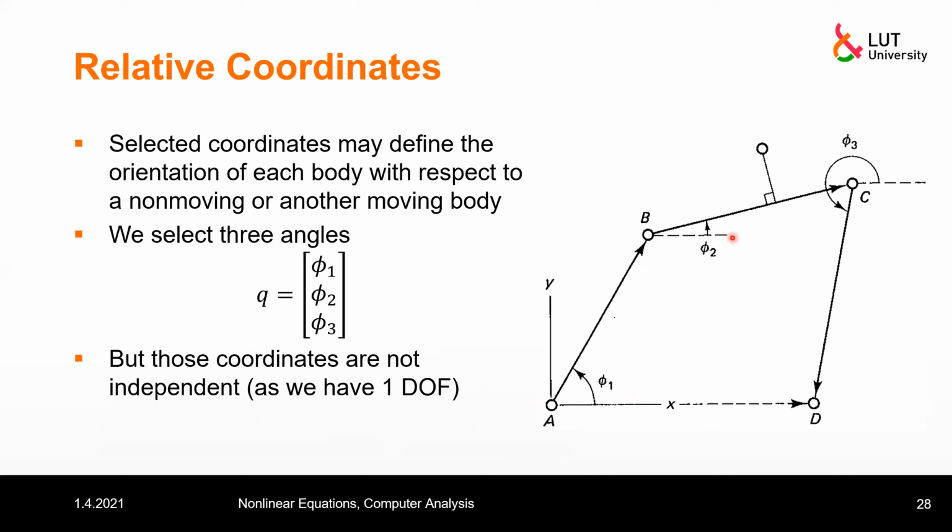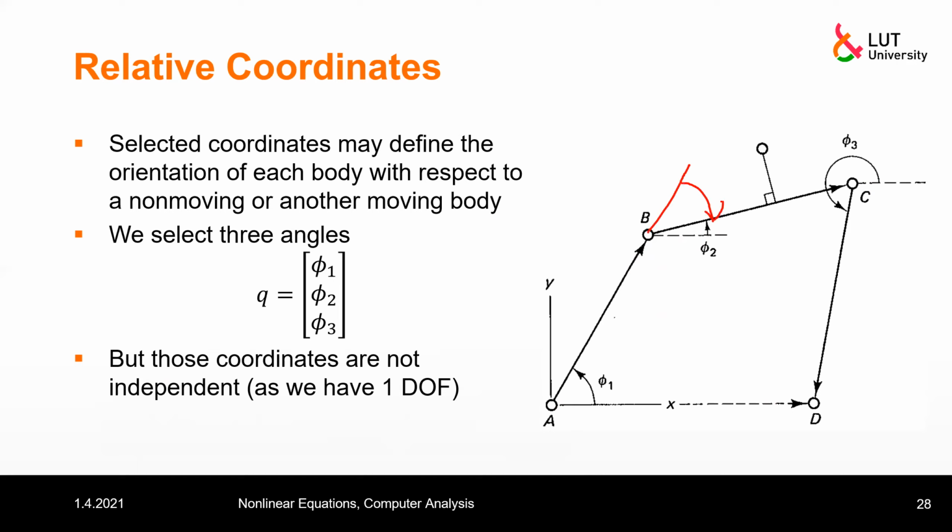Those angles are denoted with respect to the global reference frame because all those lines are parallel to each other. Another way is to write them with respect to other bodies, and in that way, alternatively, they could be written like that.